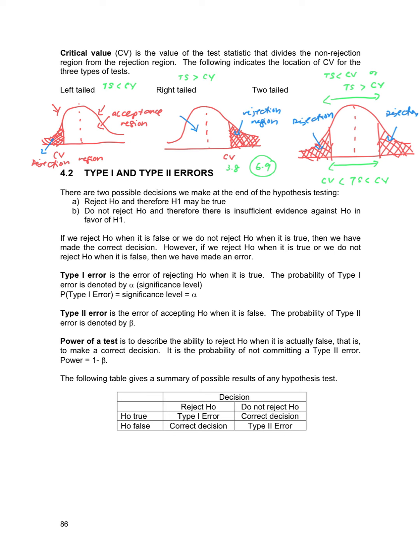Okay, now let's take a look into type 1 and type 2 error. Okay, there are two types of possible decision we make at the end of the hypothesis testing. Okay, first, we reject the null hypothesis. Therefore, H1 may be true. Okay, the other one, we do not reject H0, or fail to reject H0. Therefore, there is insufficient evidence against H0 in favor of H1. Okay, kita tak boleh nak reject the null hypothesis.